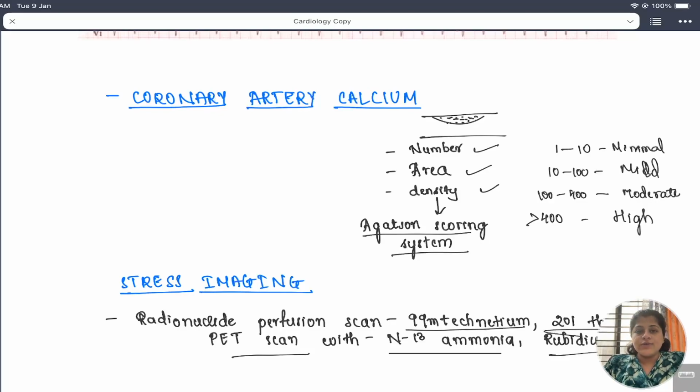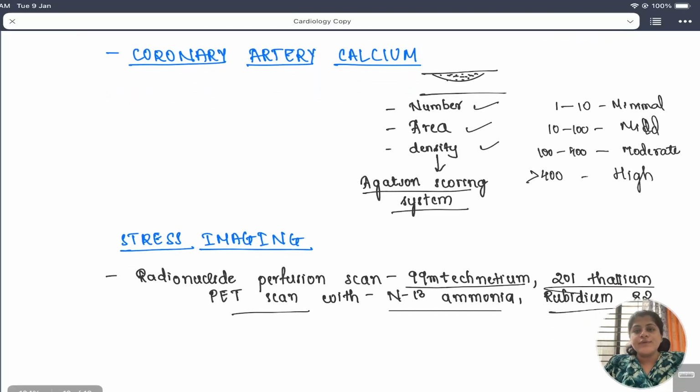Apart from that, coronary artery calcium is a very new and very interesting concept. Agatston scoring is used. Apart from that, you can also use stress imaging with 99m technetium, 201 thallium, N13 ammonia, or rubidium 82.